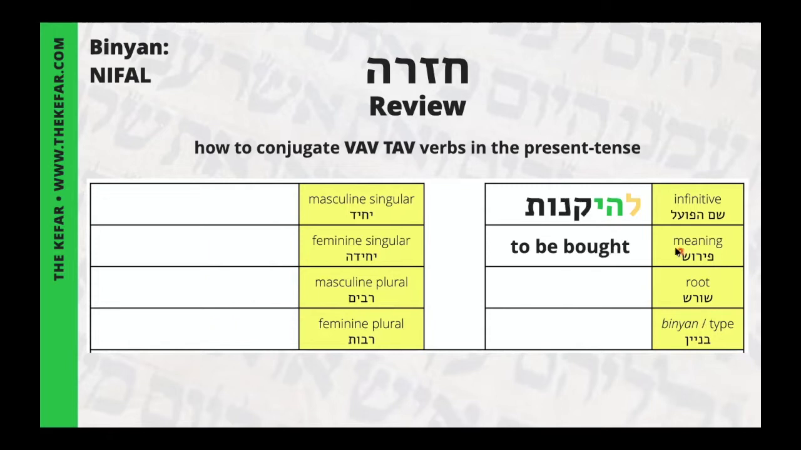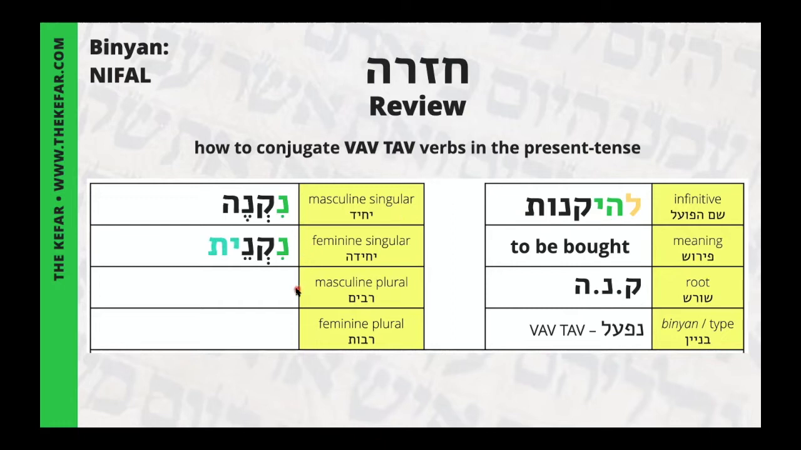The second verb was lehikanot, which is to be bought. Here again, we see the final vav tav of the infinitive. We drop the lamed hey yod, change the vav tav into a hey, and we get our root kuf nun hey. For masculine singular, we have nikne. Feminine singular, niknet. Masculine plural, niknim, and feminine plural, niknot. So nikne, niknet, niknim, and niknot.